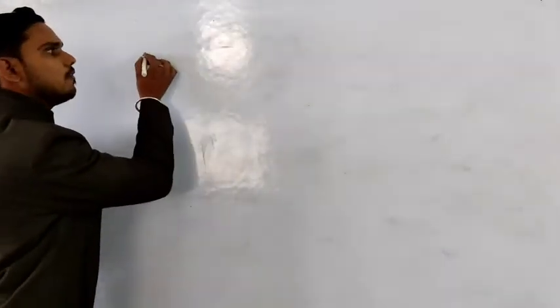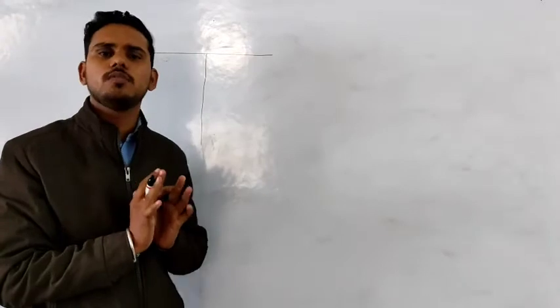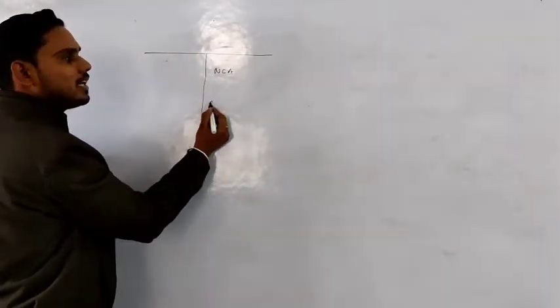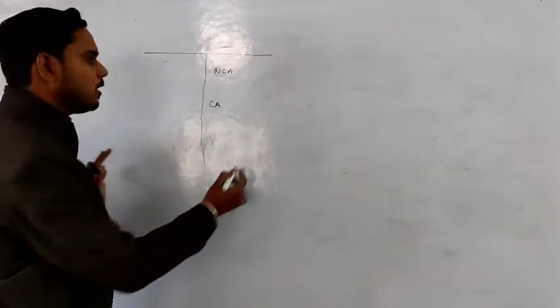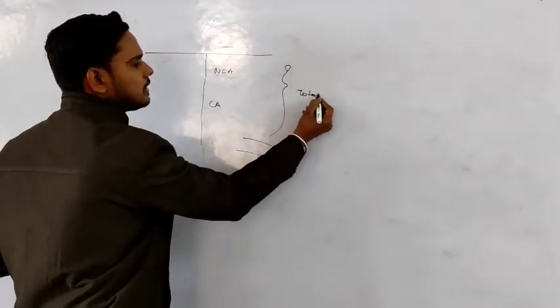One thing that you need to keep in mind, this balance sheet will always help you. Just keep this in mind for calculation purposes, for solving your question. Here we write what? Non-current asset and current asset. And this is our what? Total asset.